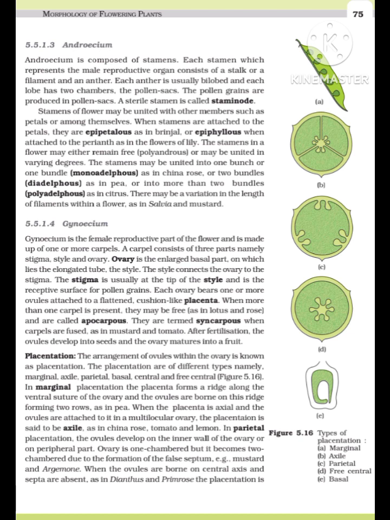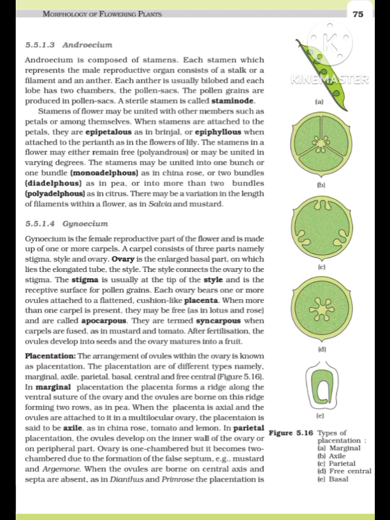In marginal placentation, the placenta forms a ridge along the ventral suture of the ovary and the ovules are borne on this ridge forming two rows, as in pea. When the placenta is axial and the ovules are attached to it in a multilocular ovary, the placentation is said to be axile, as in China rose, tomato and lemon. In parietal placentation, the ovules develop on the inner wall of the ovary or on the peripheral part. Ovary is one-chambered but it becomes two-chambered due to the formation of the false septum, example mustard.